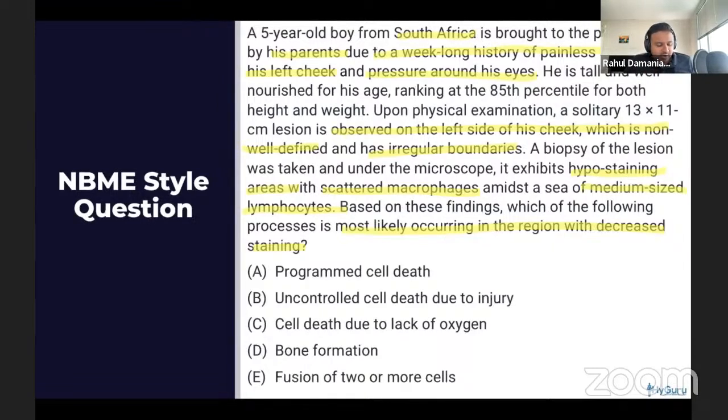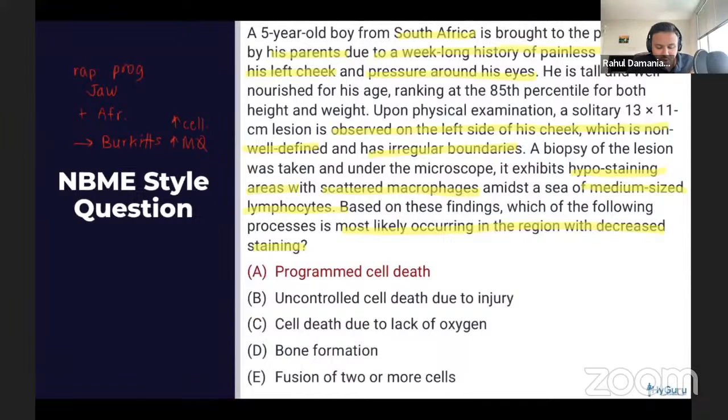So this patient is going to have a rapidly progressive jaw mass. The patient is of African descent, so you should be thinking about Burkitt's lymphoma. And remember that Burkitt's lymphoma is going to have the starry sky appearance with tingeable body macrophages. That indicates that there is increased cellular proliferation, and there is also going to be increased amounts of macrophages that are going to cause you to have areas of hypostaining, which is related to A, programmed cell death or apoptosis.